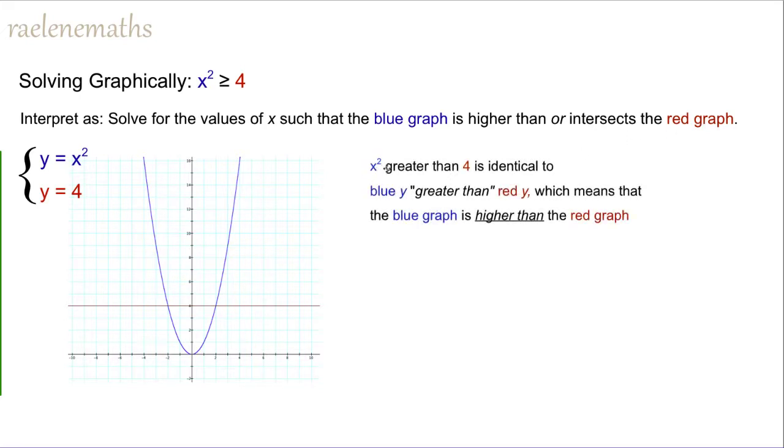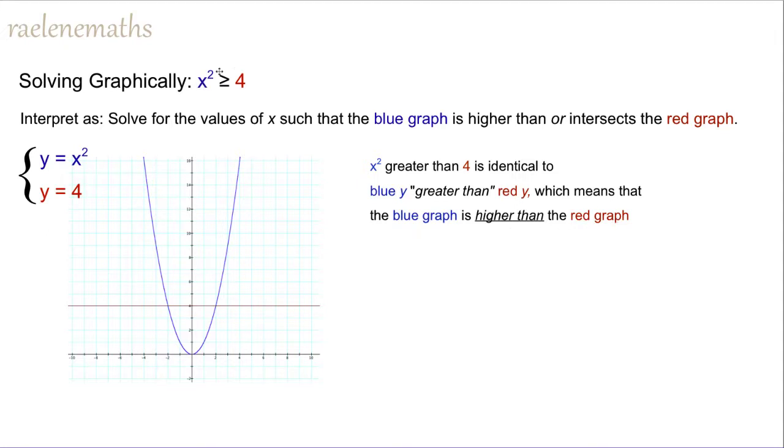In particular, x squared being greater than 4 is identical to saying that the blue y is greater than the red y. And then that means that we're talking about height. Y is the height of the graph. So we want to find the x values that make the blue graph higher than the red graph.